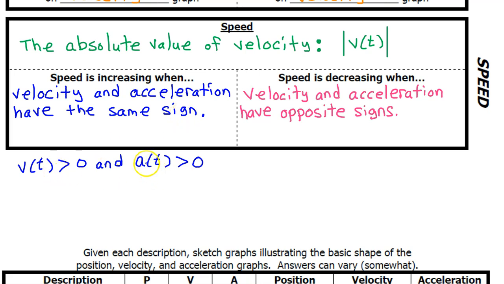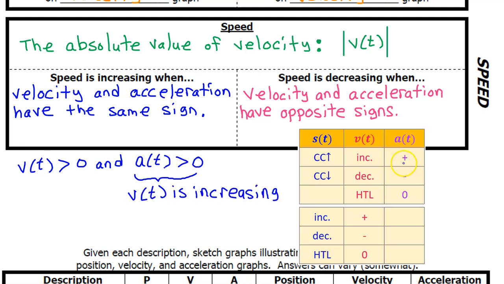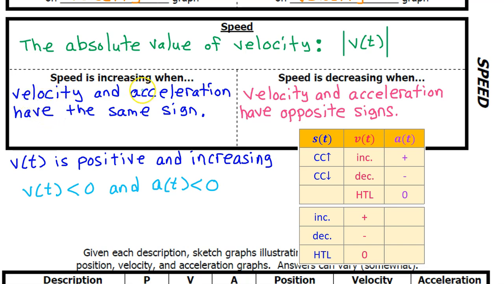One way for this to happen is if velocity is positive and acceleration is also positive. However, if acceleration is positive, it means velocity is increasing. So another way to say that velocity is positive and acceleration is positive is to say that velocity is both positive and increasing. Another way for velocity and acceleration to have the same sign is if they are both negative. A negative acceleration means velocity is decreasing. So instead of saying velocity is negative and acceleration is negative, we could say velocity is negative and decreasing.